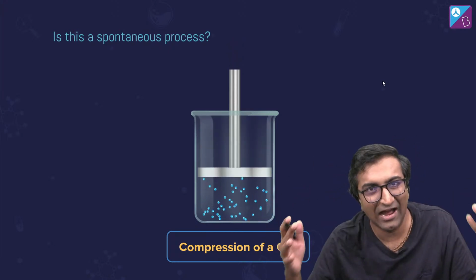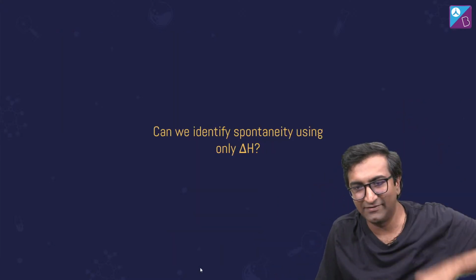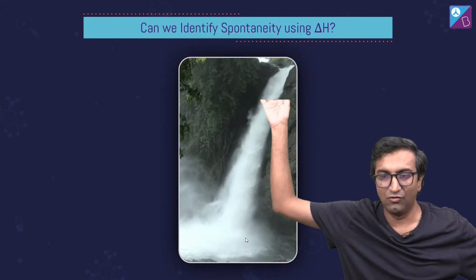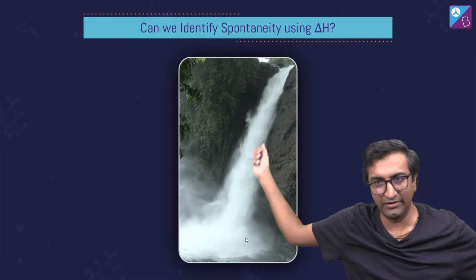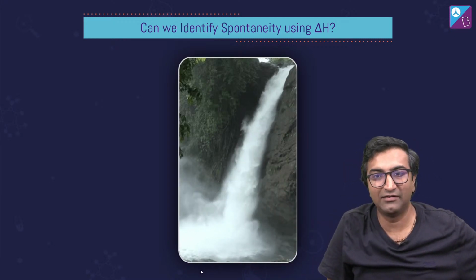How do you predict this? How do you predict कौन सा spontaneous है कौन सा नहीं है? सिर्फ डेल्टा एच से तो आप कर नहीं सकते हो, right? एंथैल्पी से नहीं कर सकते हो. So for example, like here, ऊपर से नीचे हम लोग जा रहे हैं. High potential energy, low potential energy. हाँ, ये spontaneous है. High potential, low potential. ठीक है. This we can predict the direction of spontaneity.